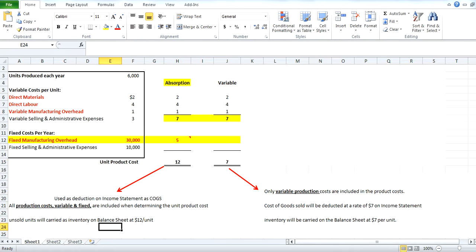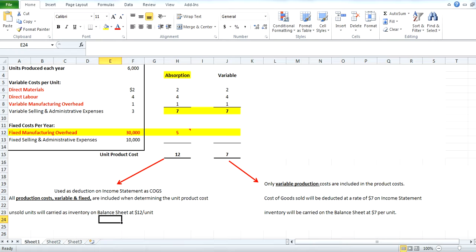The other thing you have to understand is that if you don't sell all the units you produce, you end up with ending inventory. If I produce 6,000 and I only sell 5,000, I have 1,000 units that need to be included on the balance sheet as an asset, as inventory. So you have 1,000 units under absorption costing times $12, so that's $12,000 of inventory. Under variable costing, you'll have $7,000. So you have a $5,000 difference in your inventory amount, depending on which method you choose.